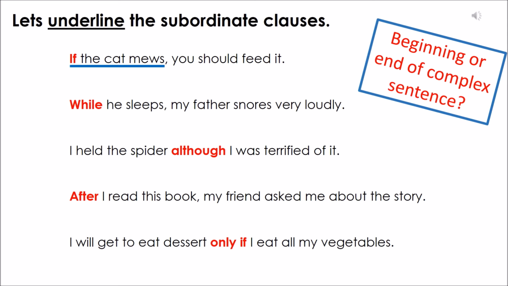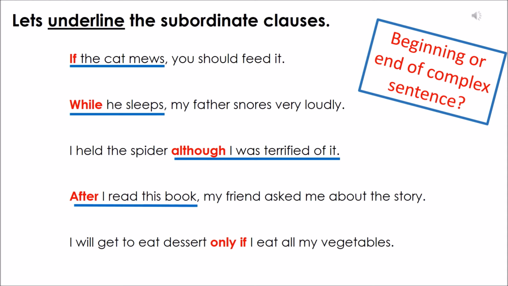Next, "while he sleeps," comma, we've just found the complete subordinate clause, while he sleeps. I held the spider although, this is in the middle, although I was terrified of it. This is our subordinate clause. After I read this book, comma, that's where we can stop. That's our subordinate clause again.